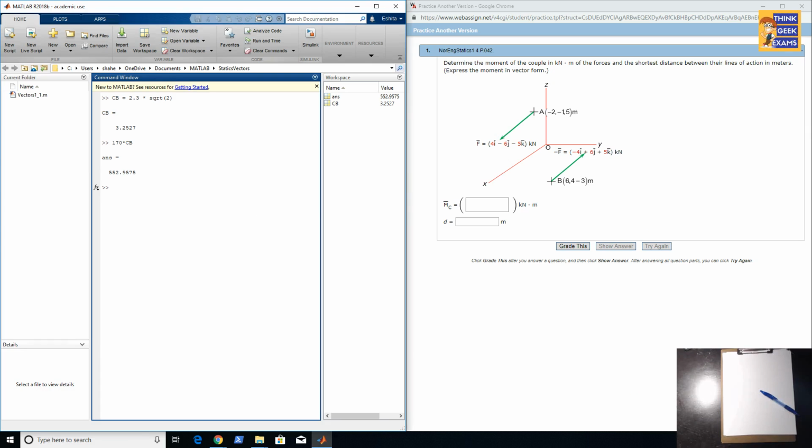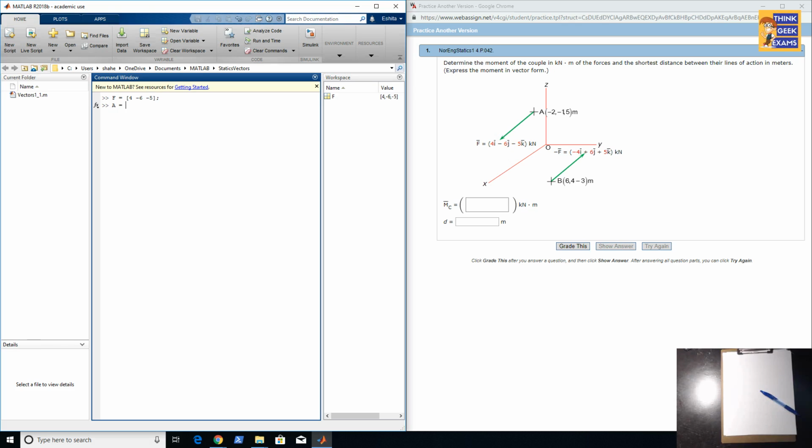So let's clear this screen here and clear the page. So F, let's find what F is. So it is 4, minus 6, minus 5. So that's F in one direction. Okay, so let's do the moment across B, and we're going to take the force on A. So we need to find what AB is. This is in kilonewtons, so we don't need to worry about it.